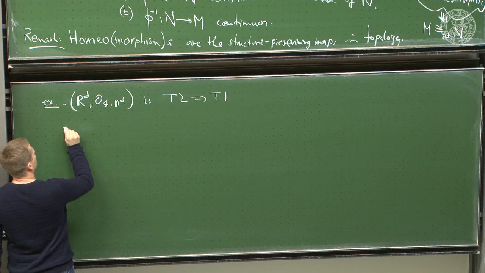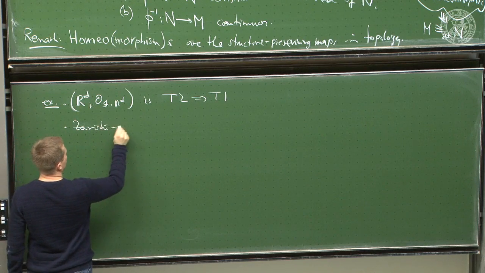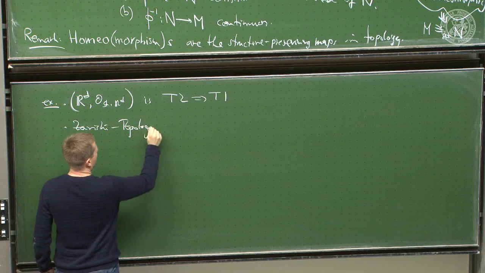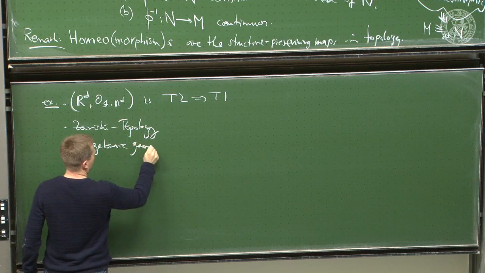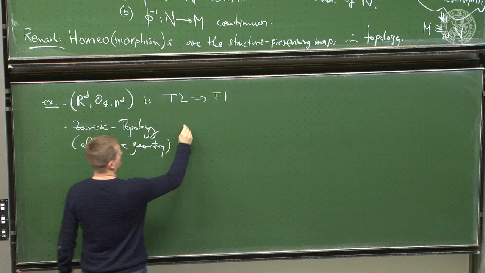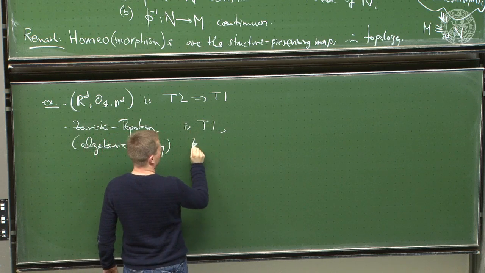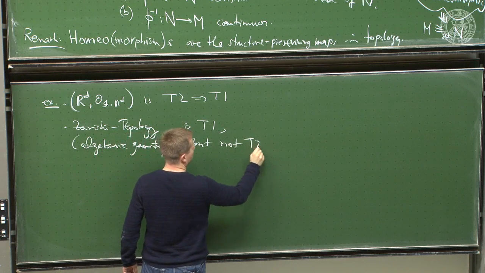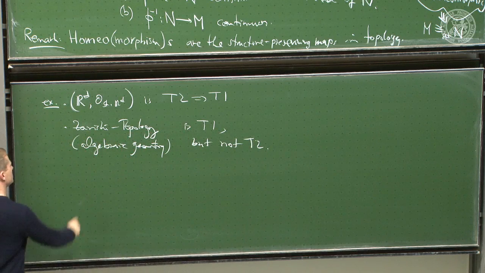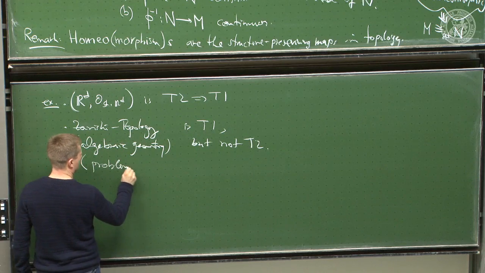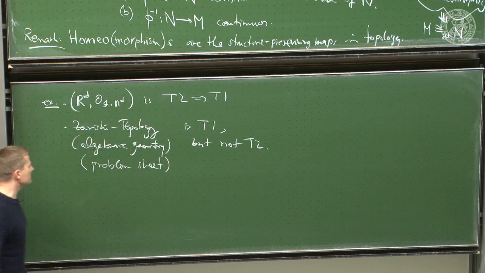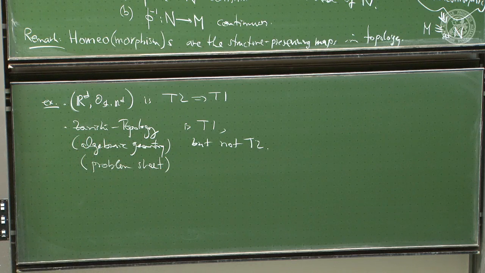But then there are other examples, like for instance the Zariski topology. That's a topology that appears in algebraic geometry. That is T1 but not Hausdorff, it's not T2. And there will be a problem on the problem sheet for the Zariski topology, and the Zariski topology is very important in algebraic geometry and pushed the subject forward. So that's a very important topology.